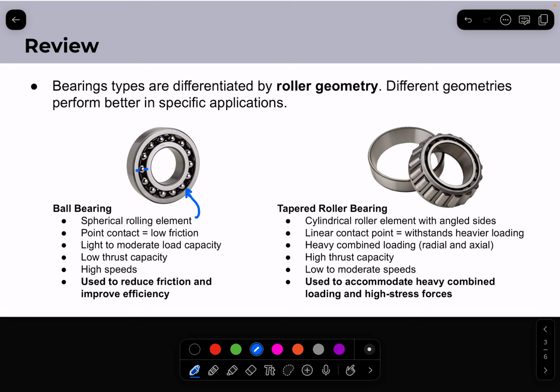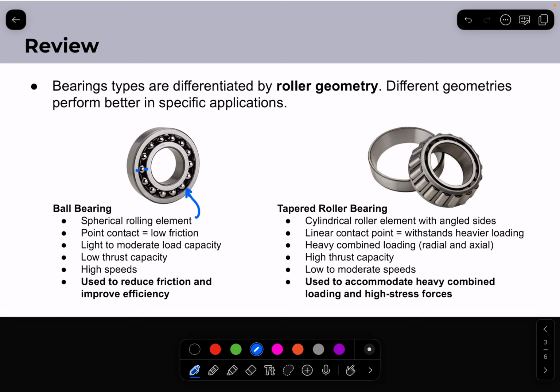Since there is not too much material interface there, it creates low friction. Since there's also not much interface there, the bearing can really only accommodate low to moderate loads, and it has a low thrust capacity. Low friction contributes to high speeds, so ball bearings are typically used to reduce friction and improve efficiency.